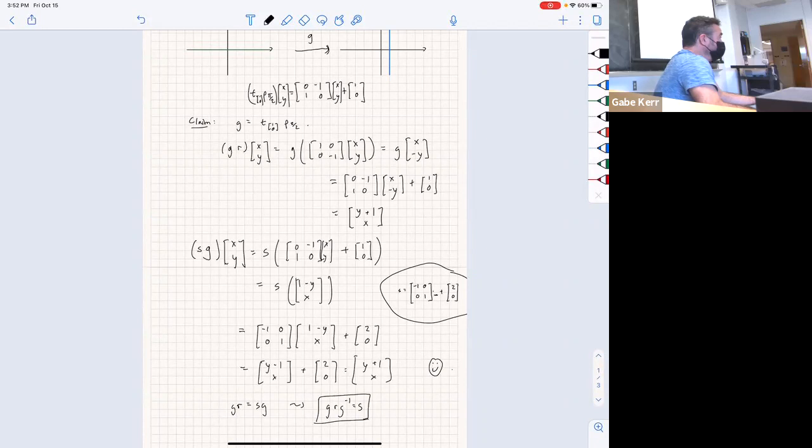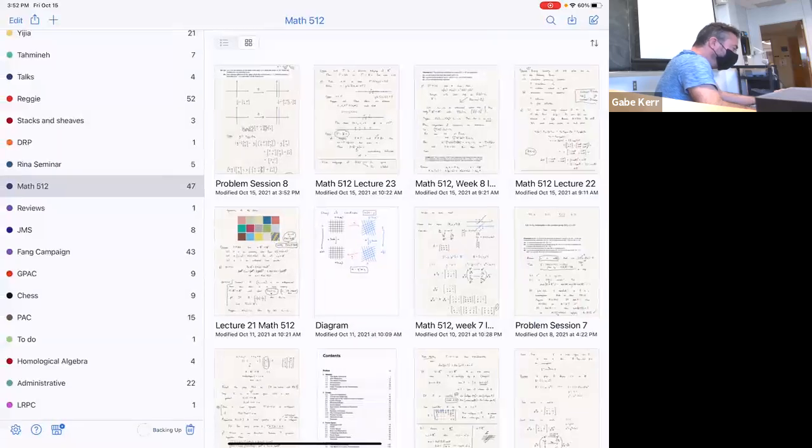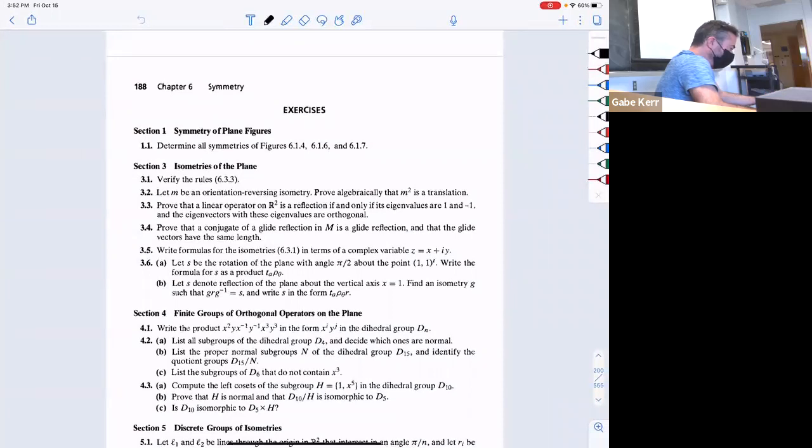Question about 3.2? Yeah. The first 3.2, instead of squaring and then showing the translation to I, possibly make M into a translation and then square it. Is that possible? Make M into a translation? Yes. Well, they say M is orientation reversing. So that means that it will not be a translation. So you can't make that conversion. Okay. So only after squaring.